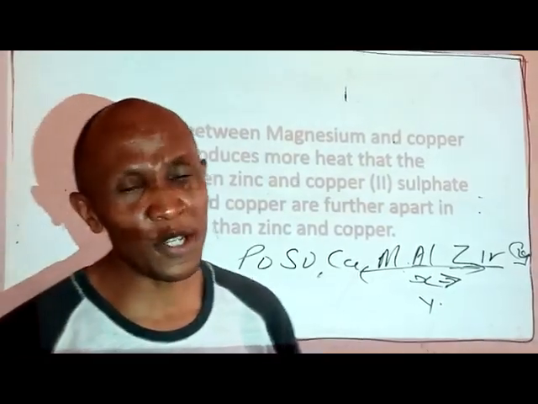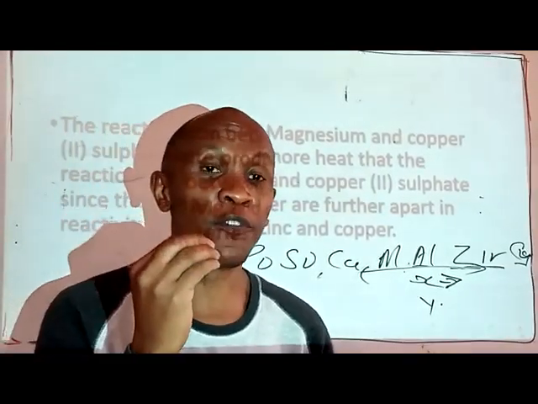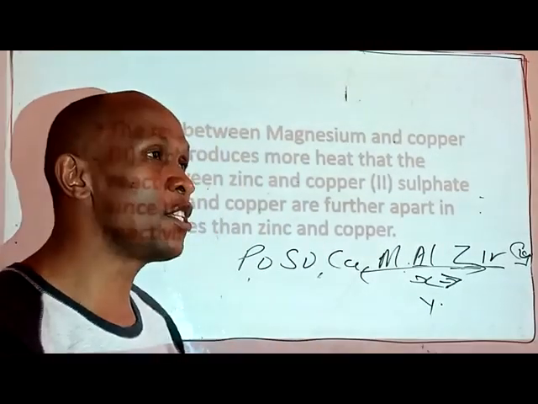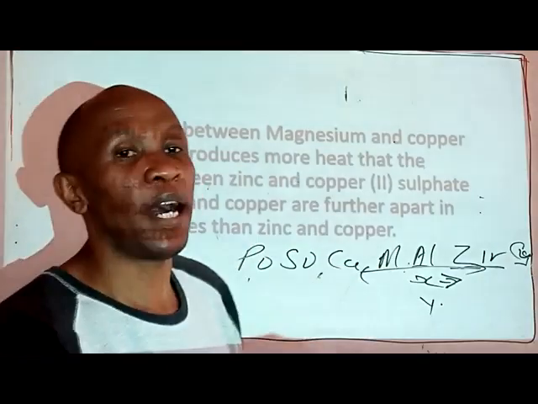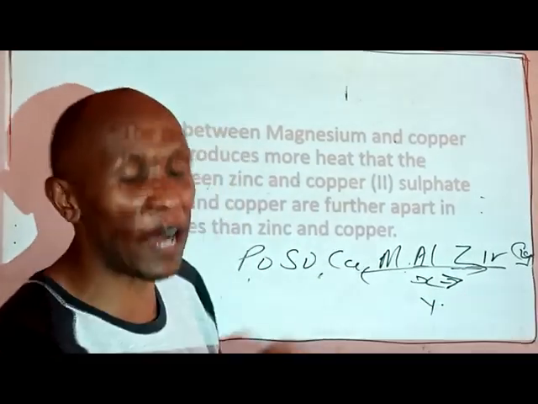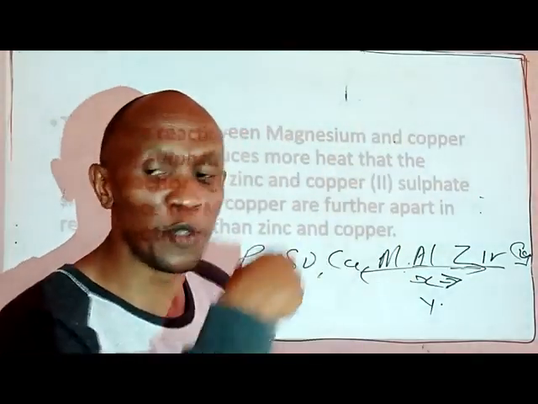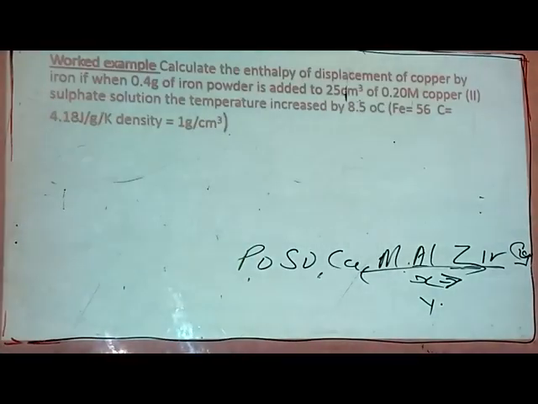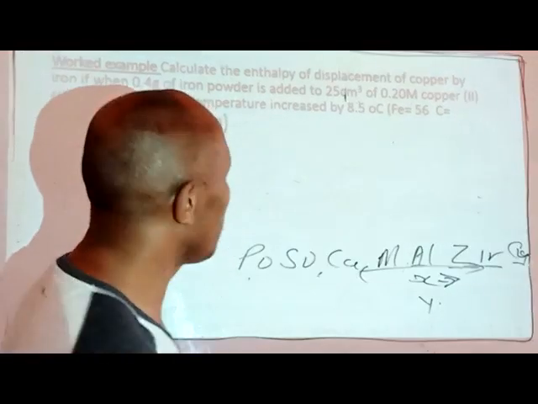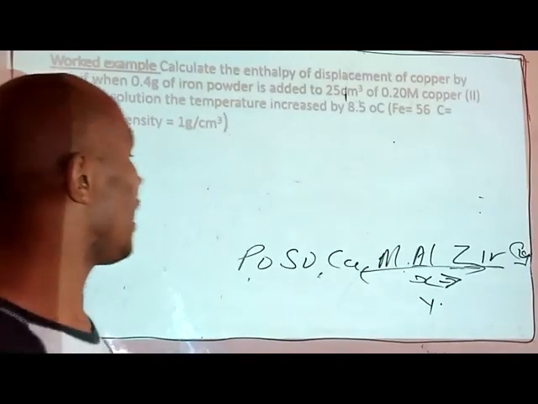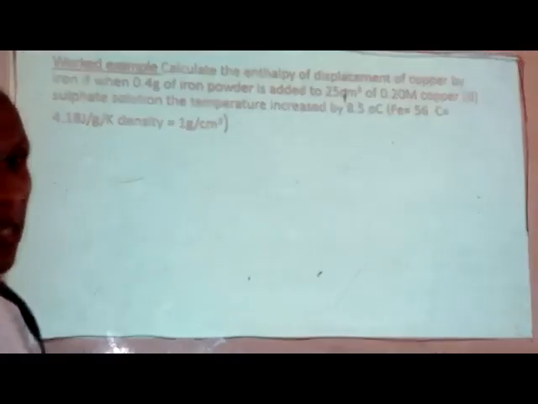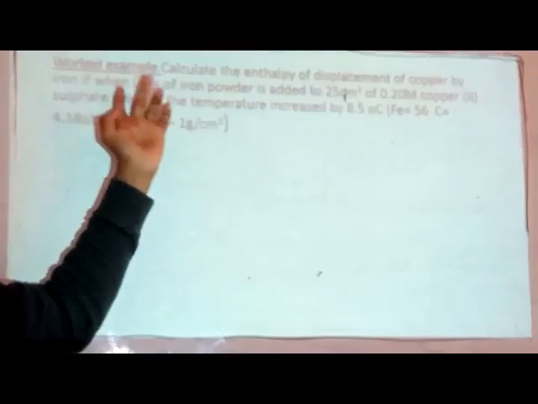So you cannot really talk of the enthalpy of displacement of copper. You must talk of the enthalpy of displacement of copper by a given substance, because it's going to vary depending on what you are displacing it with. Now, of course, in this topic, what you are interested in is the enthalpy of displacement from empirical data. So let's start with an example.